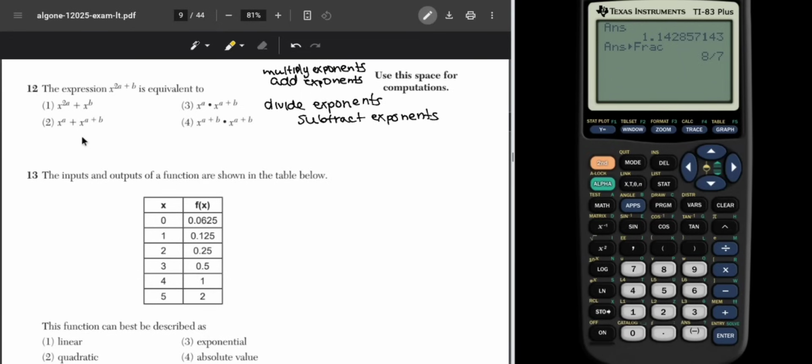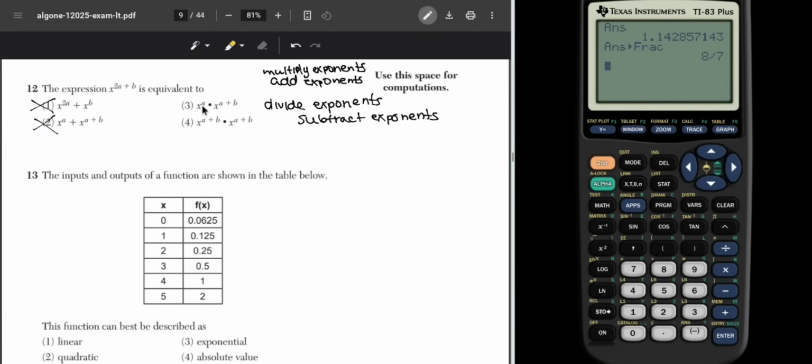So here I'm going to look at all my answer choices. Well, here, answer choice 1 says x^(2a) plus x^b. Well, I can't really combine my exponents because I'm using an operation of addition. So I can eliminate answer choice number 1. Answer choice number 2, same thing: x^a plus x^(a+b). Same thing, I cannot combine them because this is addition. If it was multiplication, yes, but it is addition, so I'm going to eliminate that.